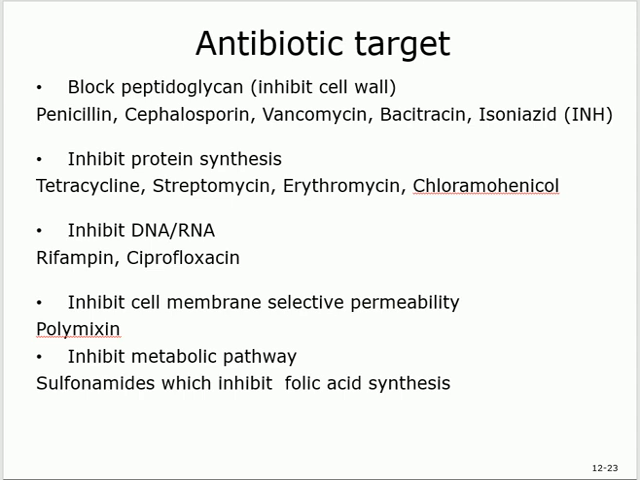If I tell you any one of those that you need to memorize, you have to remember it. Penicillin, cephalosporin, vancomycin, bacitracin, and INH. Which part of the bacteria does it work on? Cell wall. What's the mechanism? How does it work? Peptidoglycan. Is that clear? It's not enough to remember cell wall. Which part of the cell wall? Peptidoglycan. What's peptidoglycan? It's an important component of the cell wall, the most important component. Is that okay so far?